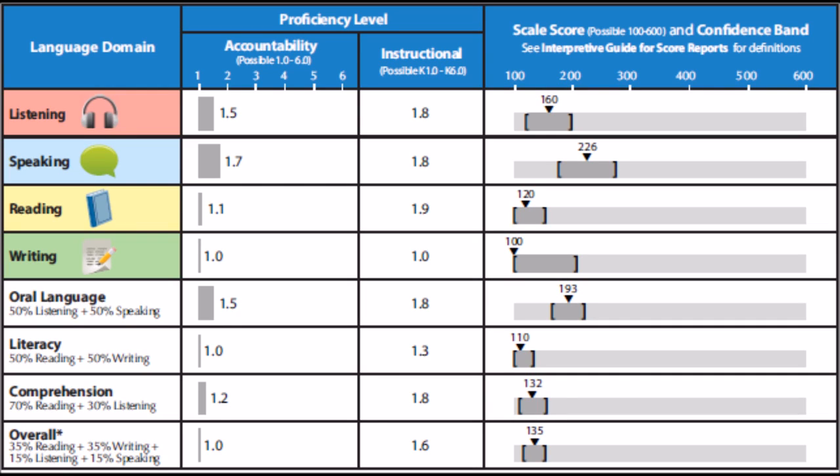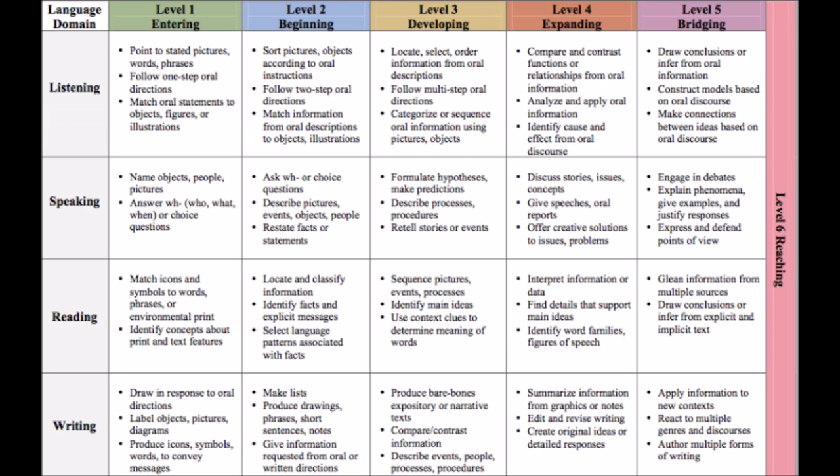If you scroll all the way down, her overall score is a 1. So her overall score is basically an average of her listening, speaking, reading, and writing skills. This chart shows what she's able to do at her level. Since she's at level 1, we're going to only look at the green section.